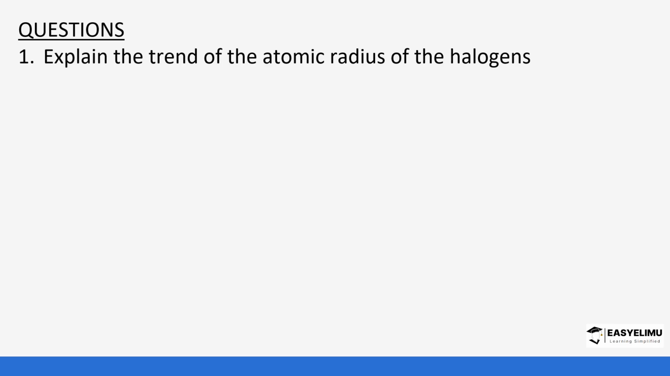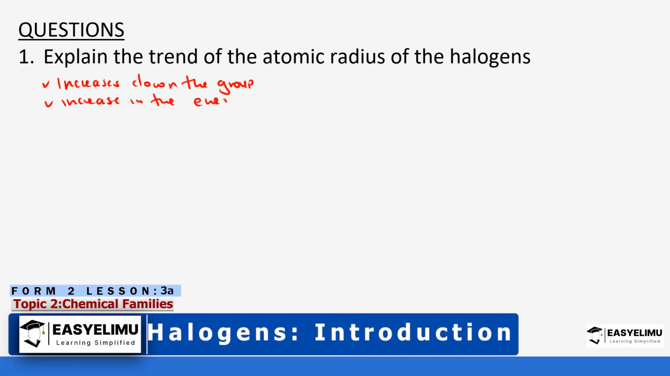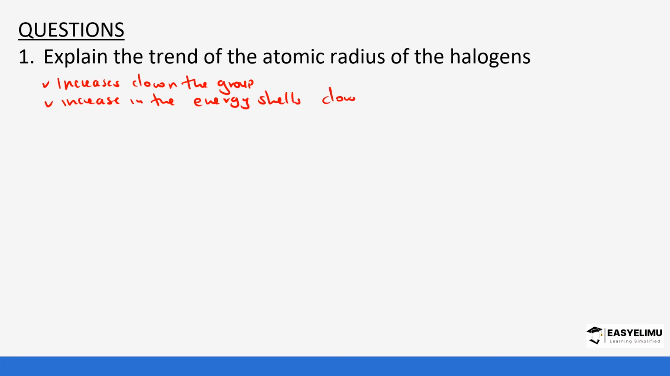So next, let's look at a few questions. Explain the trend of the atomic radius of the halogens. So we said the atomic radius increases down the group. Why is there an increase? Because of the increase in the energy levels or energy shells down the group.